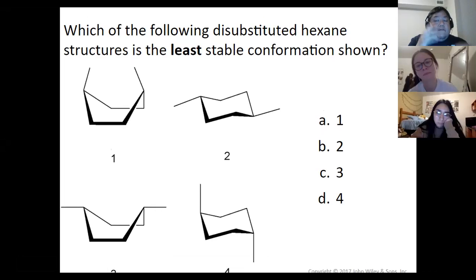But if you get a question like this on the exam and it's which one's the most unstable, ignore the chairs, look at the boats. If it's which one is the most stable, ignore the boats, look at the chairs, right?